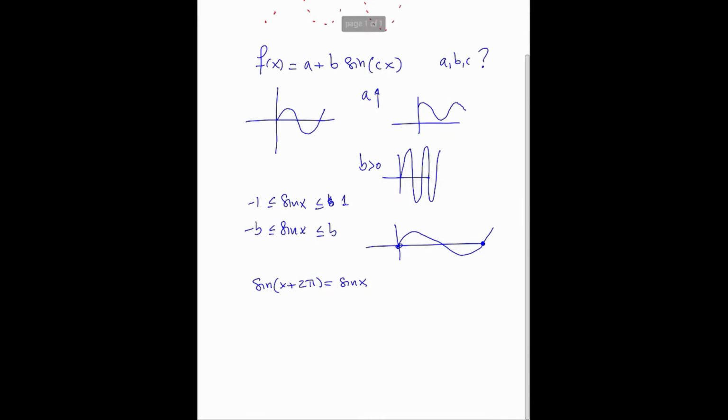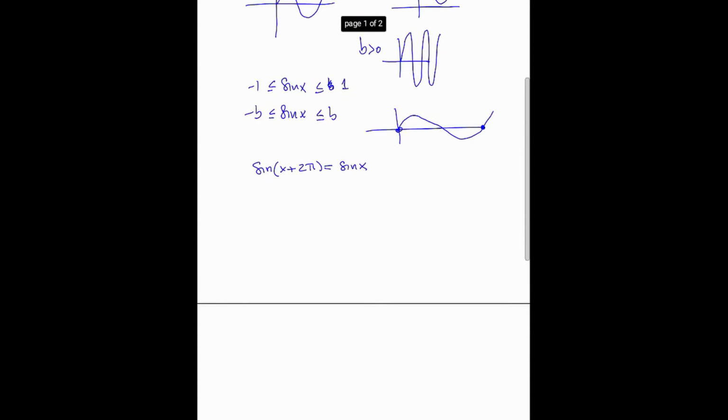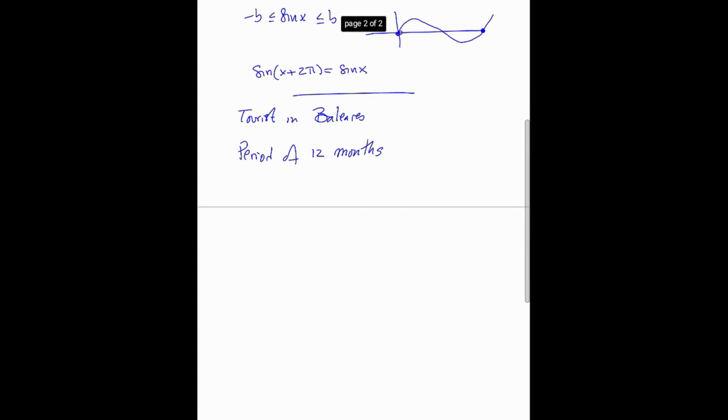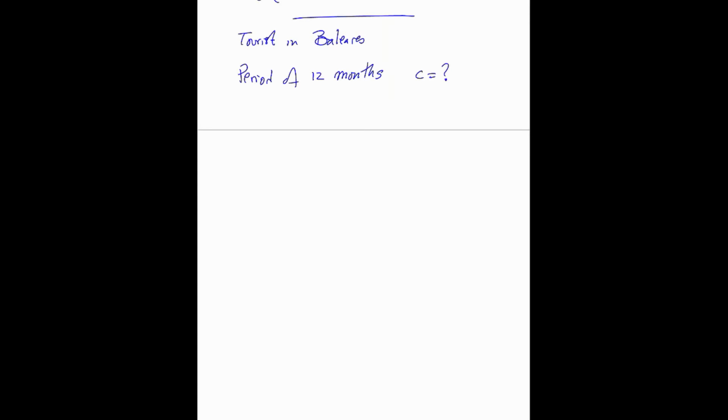Let's consider the example we have in class of tourists in Baleares. The first thing we have to observe is that the tourism repeats with a period of 12 months, because it's a yearly event, meaning it repeats every year. So the first thing to fix is c, so that it repeats. So how do we choose c?